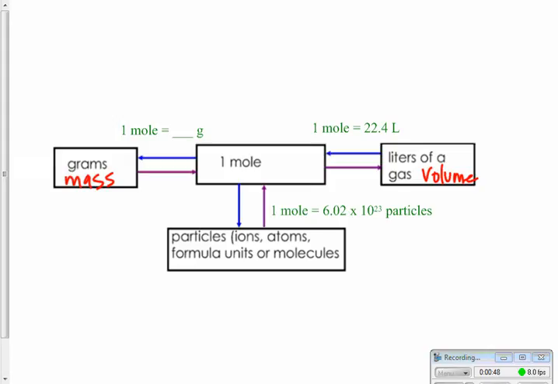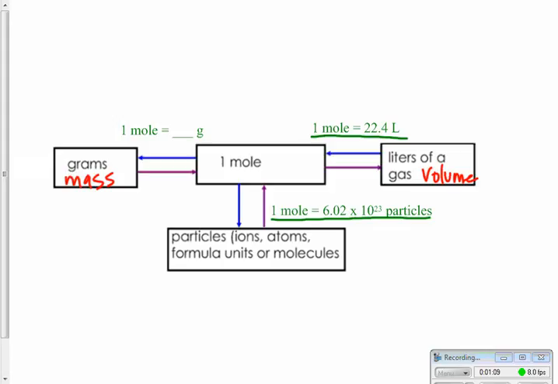When it comes to particles, it's always this 6.02 times 10 to the 23rd. That's how many particles are in a mole, whether your particles are ions, atoms, molecules, or formula units. When it comes to volume, 1 mole is always going to be 22.4 liters. Doesn't matter what you have. It's always going to be 22.4.